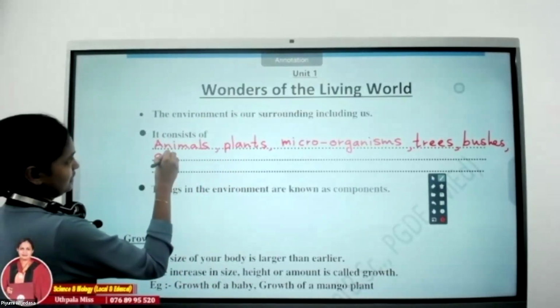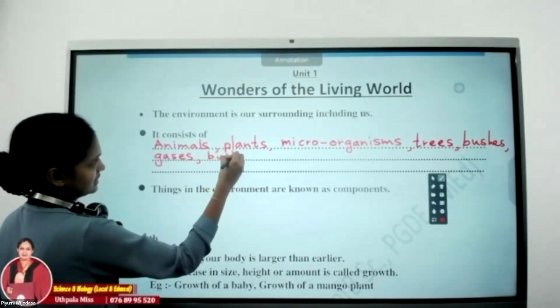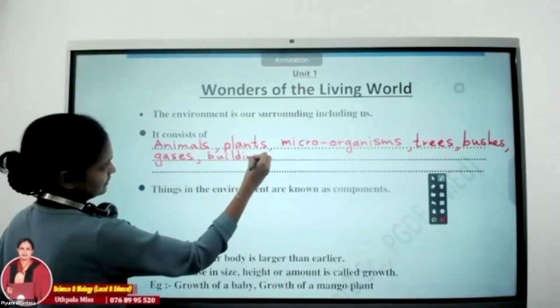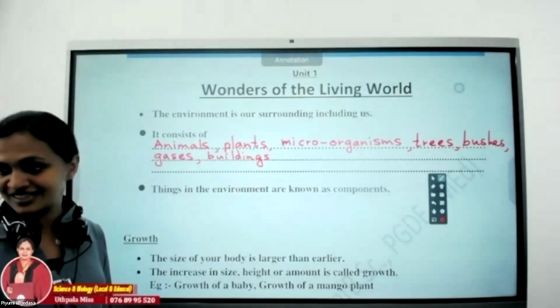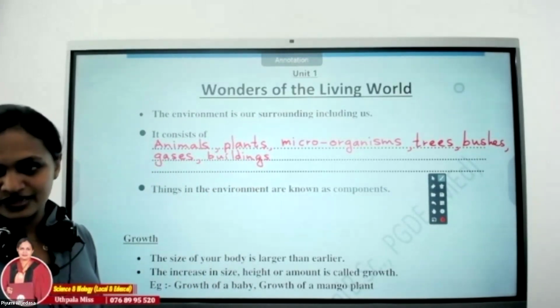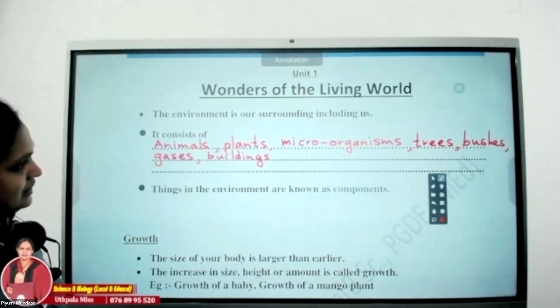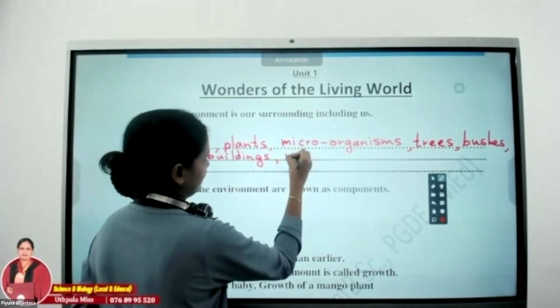Teacher, do we need to write this? Yes. There are buildings. Oxygen. So I commonly mentioned gases. Oxygen. Carbon dioxide. Yes.